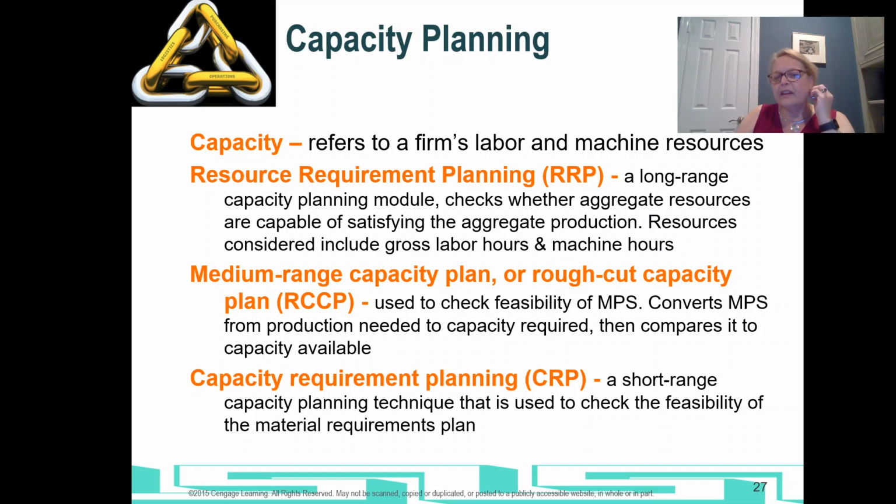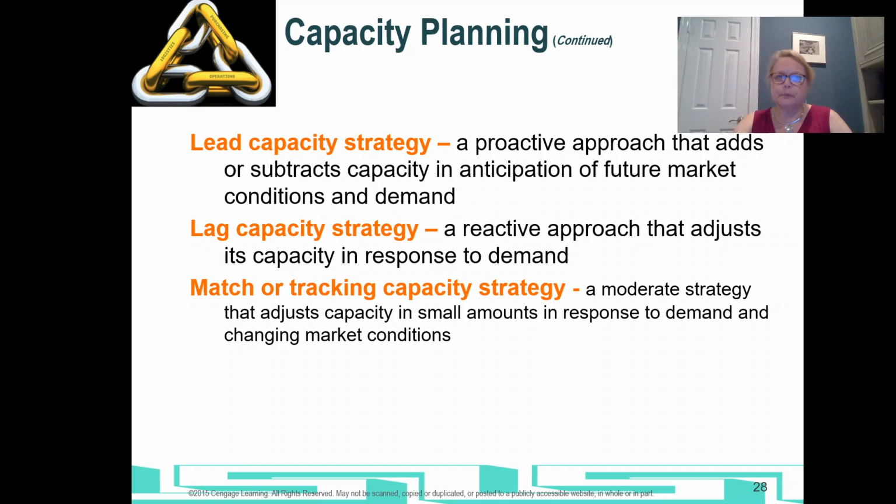But the reason that you use it is to see if I just do what the system says, do I have enough machine capacity and enough people capacity to do it? And then once you decide that yes or no, then you can make an actual production plan.